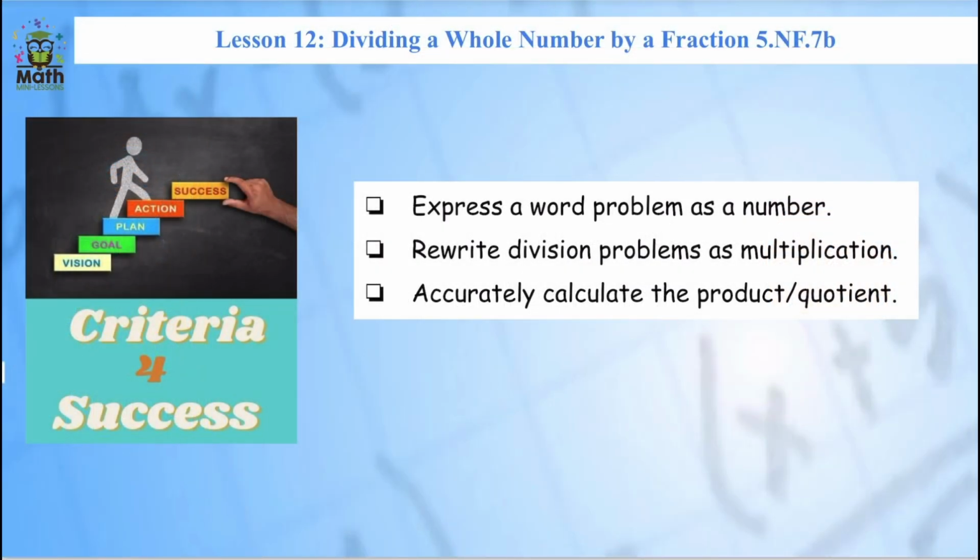In the last lesson, we talked about dividing a fraction by a whole number. In this lesson, we're going to divide a whole number by a fraction. But guess what? The exact process isn't going to change. So we're still going to rewrite this division problem as multiplication. In this lesson, pay attention to how I express a word problem as a number, in numbers, how I rewrite that division problem as multiplication, and how I accurately calculate the product or quotient.